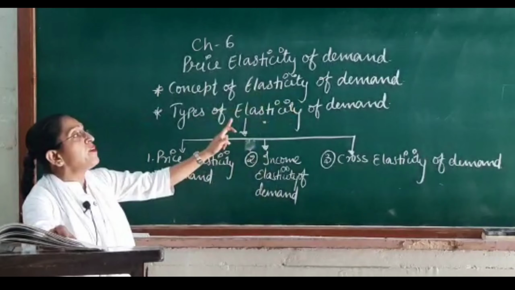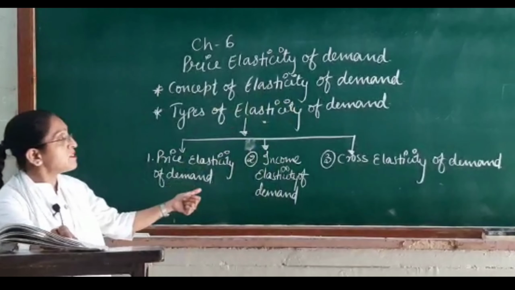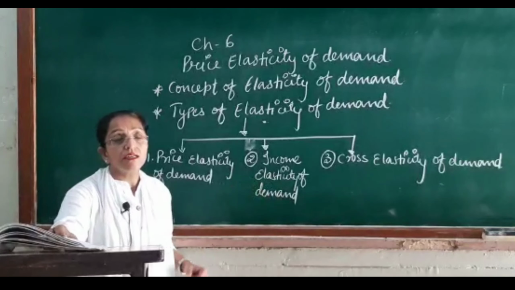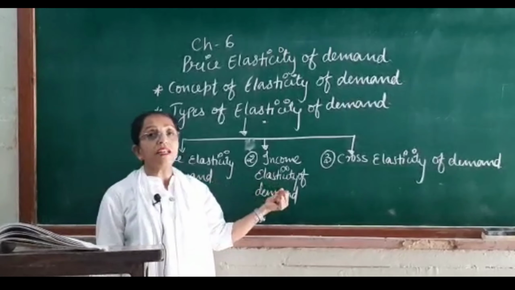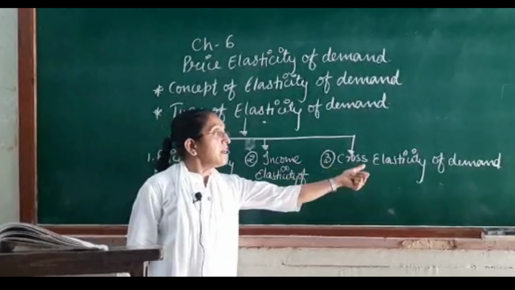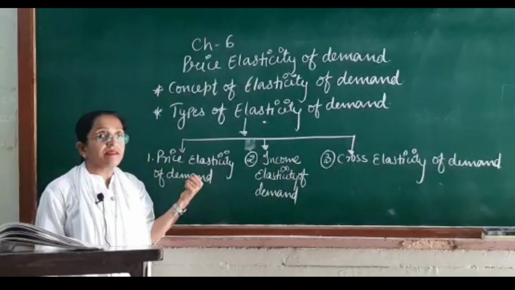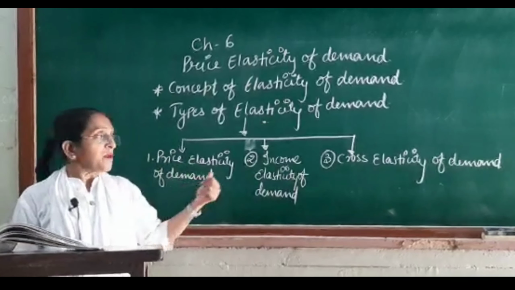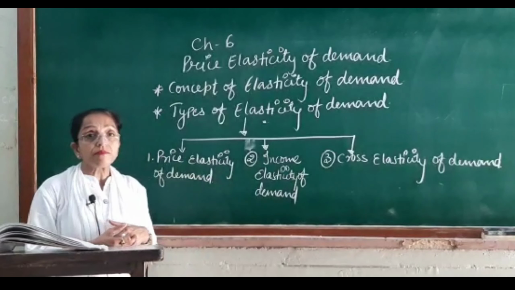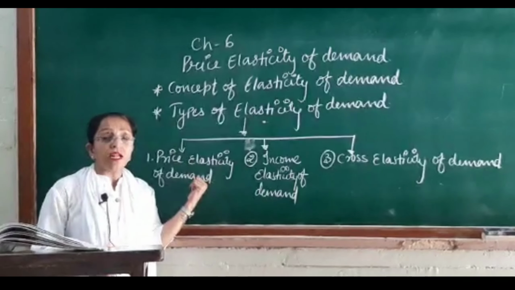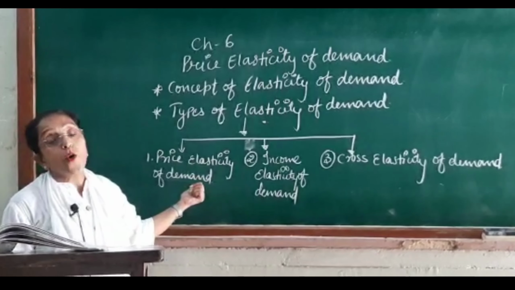Now, what are the different types or dimensions of elasticity of demand? There are three dimensions. Number one, price elasticity of demand. Second, income elasticity of demand. Number three, cross elasticity of demand. Now, what is the price elasticity of demand? It shows the relationship between percentage change in quantity demanded due to percentage change in its own price.